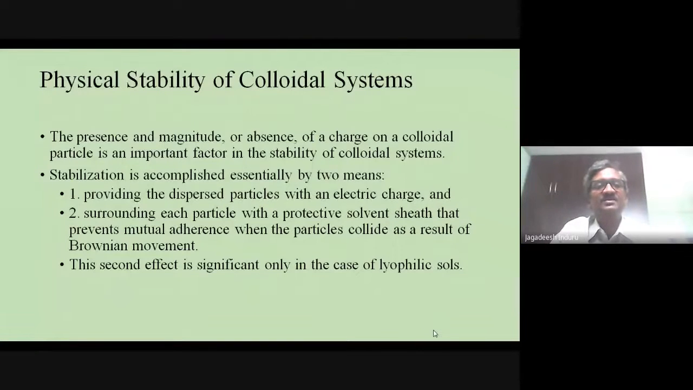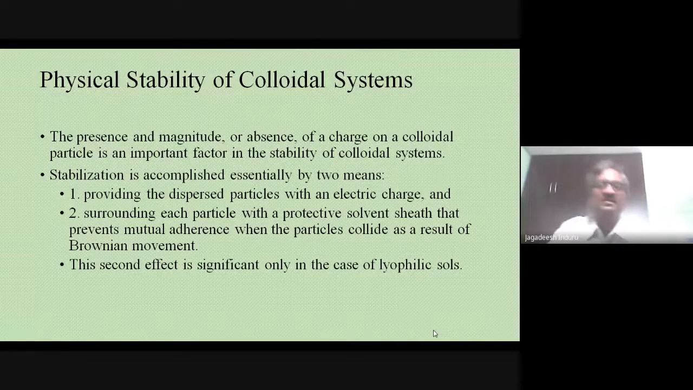Because of the electrical charge, these particles repel each other and will not form a sediment, even though they have Brownian movement for a longer period of time. If there are changes in pH, they may sediment. But if you create a charge on the particle, they repel each other and will have long-lasting stability. This is one.